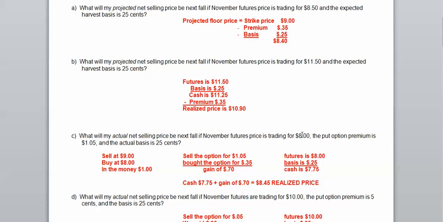Okay, futures price is $8. Basis is 25 cents. So that means cash price is $7.75. We take our cash price, that's what we got for the beans that we delivered, plus the gain of 70 cents a bushel by selling the option, gives us a realized price of $8.45. That's 5 cents better than the $8.40 floor price that we projected in problem A. The reason for the 5 cents is that we captured 5 cents of extrinsic value by selling the option versus exercising it.